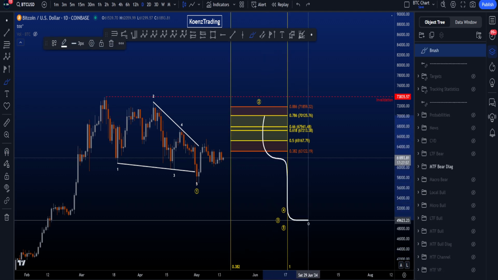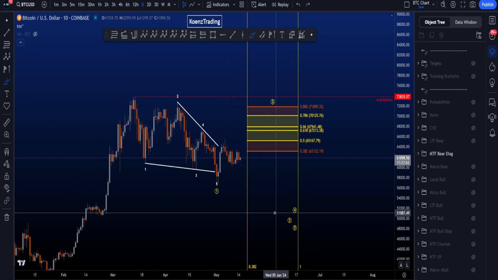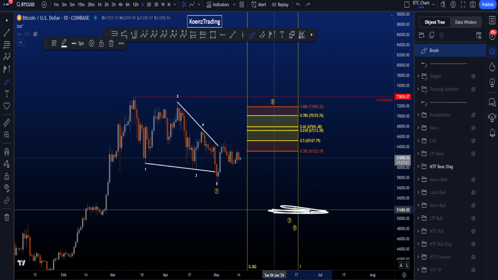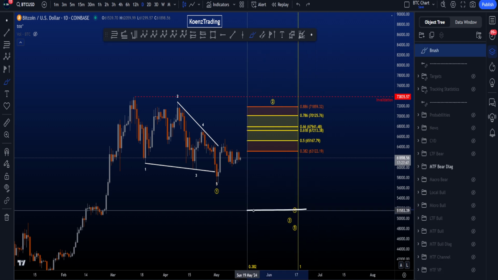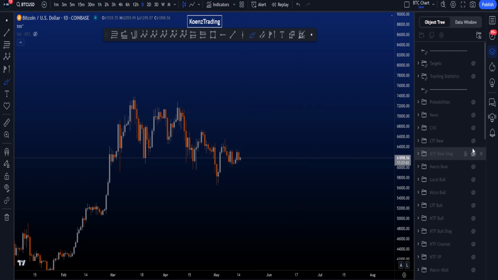After this wave 2 we expect a much bigger move towards the downside, where preferably you're also losing that 49.5k level, where we have the value area high of that big volume profile as well as the midline of the channel, and you're gonna fall back inside that range.